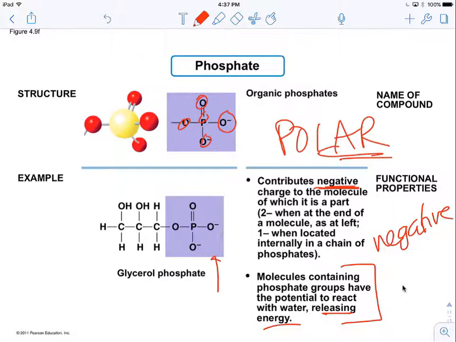Okay, so then there's glycerol phosphate. And see how we've combined here? There's my hydroxyl groups. Here's my phosphate. So glycerol is the alcohol part, and phosphate refers to the phosphate group. So this is glycerol phosphate.